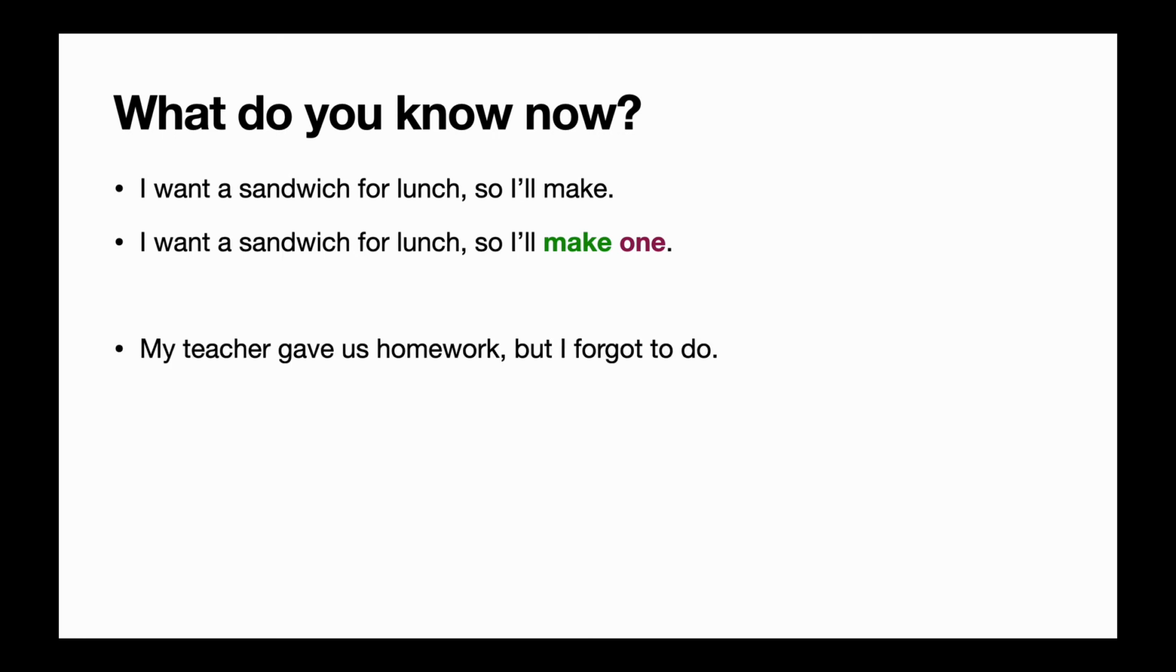Our next sentence was, my teacher gave us homework, but I forgot to do. So what did I just say? I said that do is also a transitive verb, which means we need to put an object after it. So easy to fix. My teacher gave us homework, but I forgot to do it.